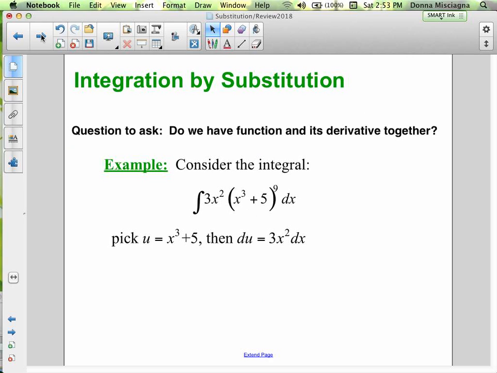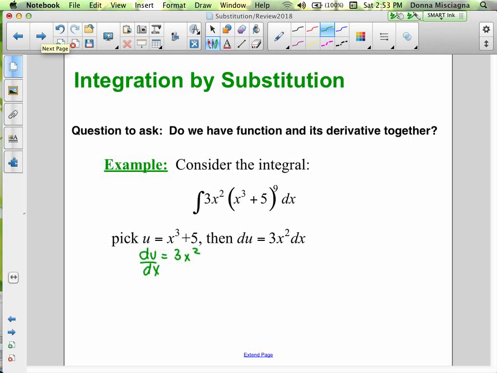So if u is x cubed plus 5, then du is 3x squared dx. How do we get the 3x squared dx? It's right there. If we take the derivative of u, which is du, the derivative of x cubed plus 5 is 3x squared. And this is the derivative of u with respect to x, so we can move the dx to the other side to just have du.